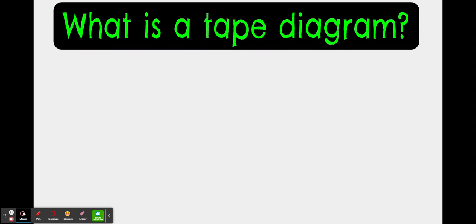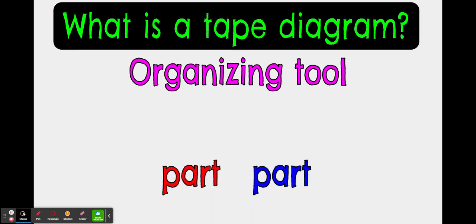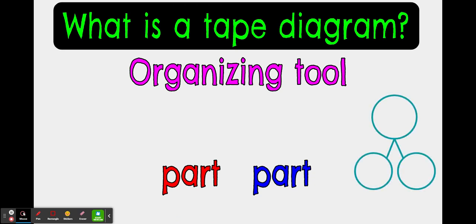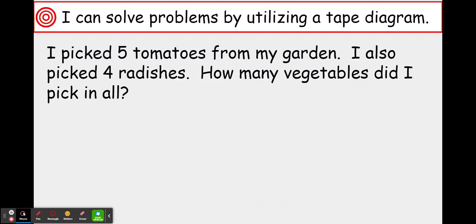What exactly is a tape diagram? So a tape diagram is an organizing tool that has parts that equal a whole, just like a number bond. Okay. So now let's take that tape diagram and utilize it with this word problem. So I can solve word problems by utilizing a tape diagram.